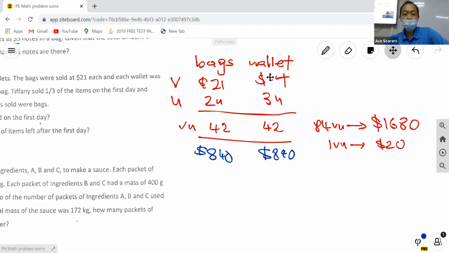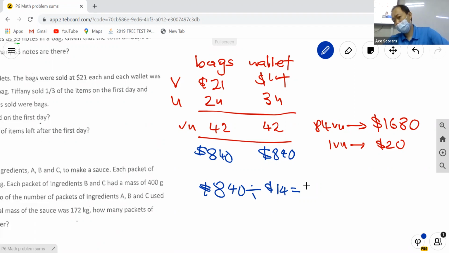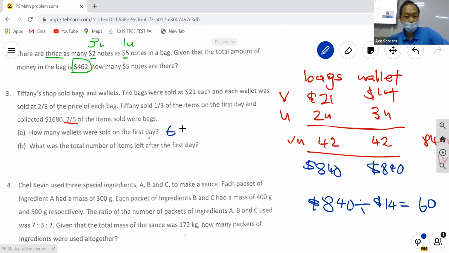This is the total. So if one wallet costs $14, and there is $840 worth of wallets, how many wallets are sold? We got this. 840 divided by 14, what is the answer? 60. So he sold 60 small wallets.